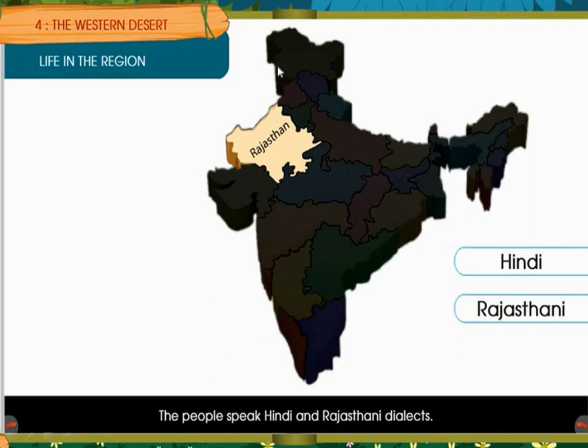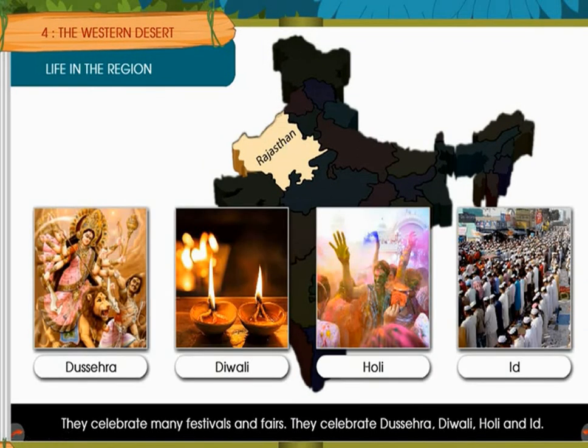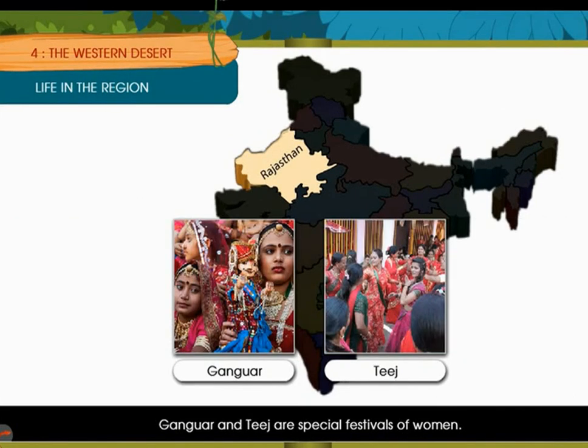East, west, north, south. Western desert. Yes. They are celebrating festivals like Dasara, Diwali, Holi and Eid. And they are celebrating most important festivals like Gangaur and Teej, children. These two festivals are very important for the Rajasthani people. See, children, Gangaur is celebrated in the month of March. March, the month of harvesting wheat and grams, children.